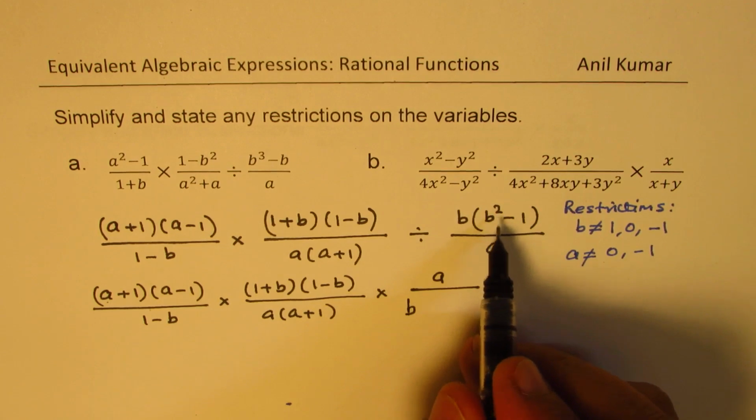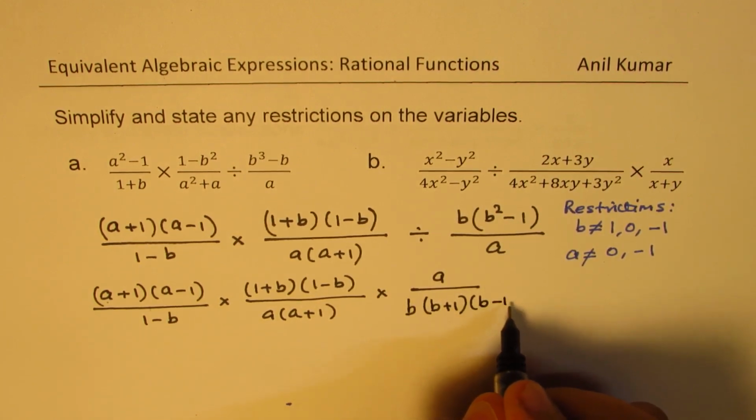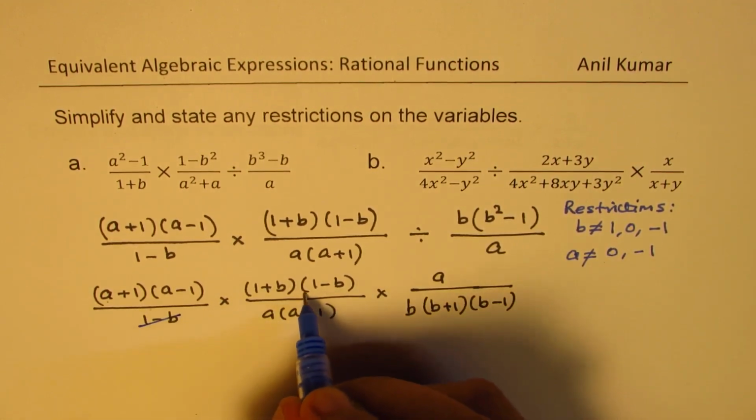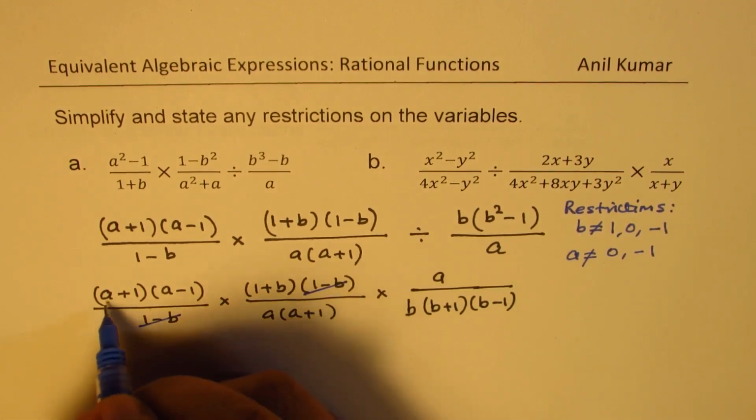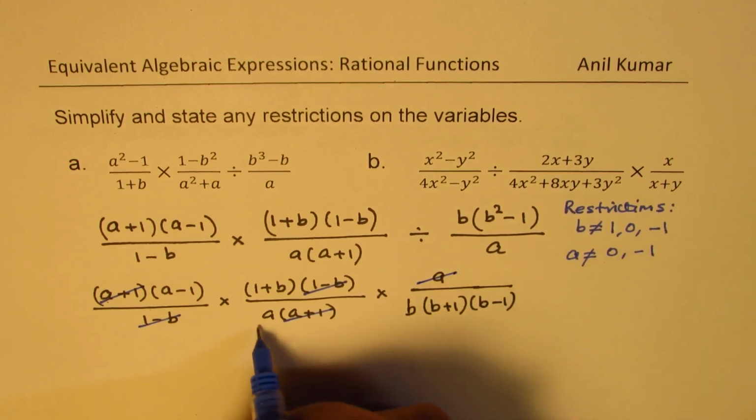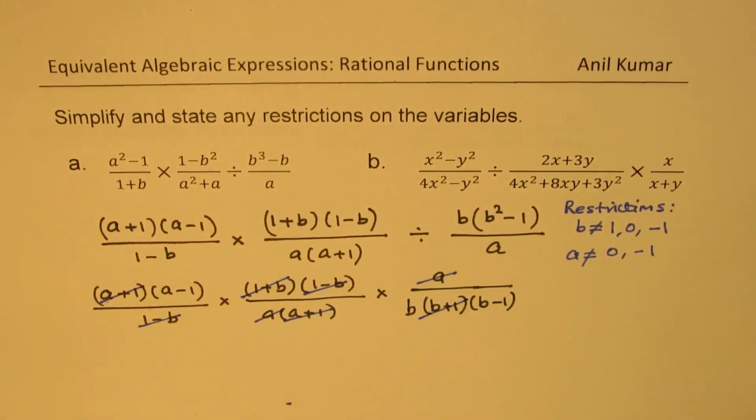Now this can be factored and written as (b plus 1) times (b minus 1). Clear? Correct. Now let us cancel the common terms. 1 minus b and 1 minus b get cancelled. a plus 1 and a plus 1 get cancelled. a cancels with a. We have 1 plus b and b plus 1 which get cancelled.